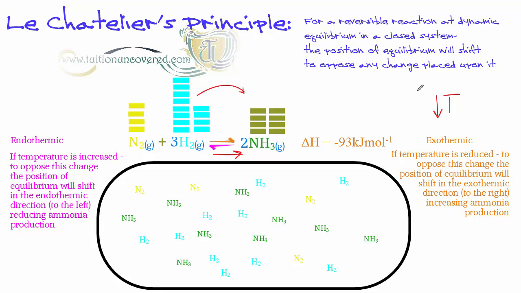Simply lowering the temperature, disturbing that equilibrium, the position of equilibrium would shift in the exothermic direction. This would oppose the change, shifting the equilibrium to the right, more reactants becoming products, releasing more energy, opposing my decrease in temperature.